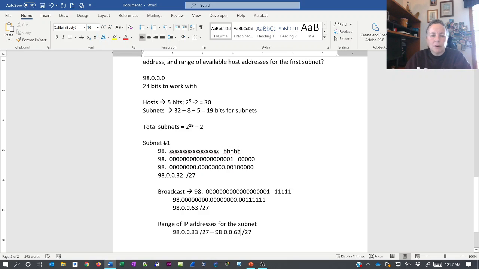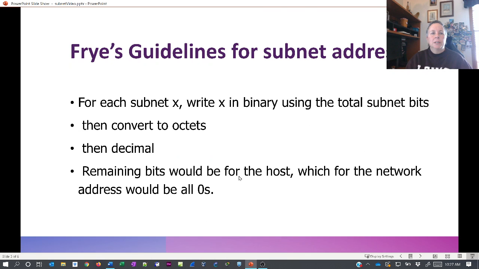So my first router interface will be 98.0.0.33. The second one will be 98.0.0.34. So those are 2 examples.